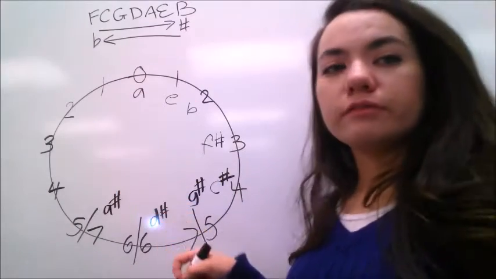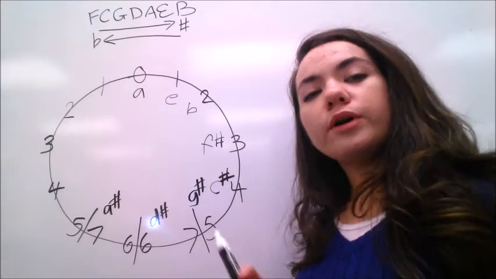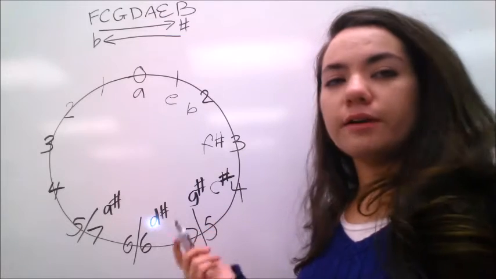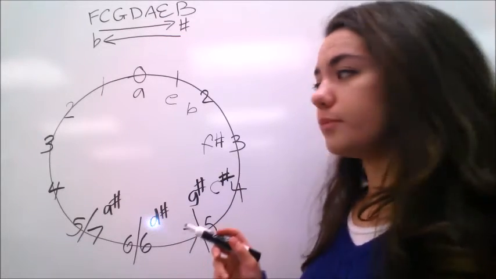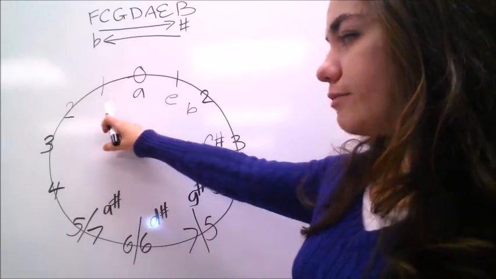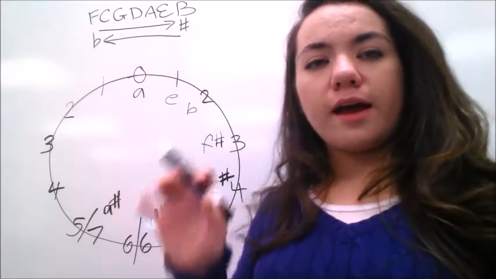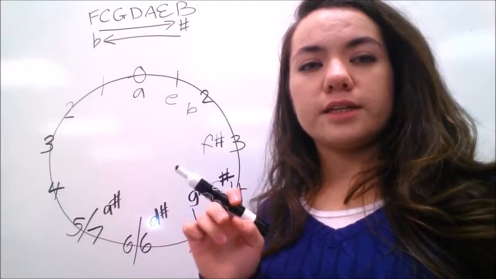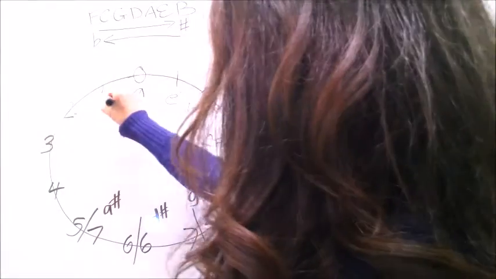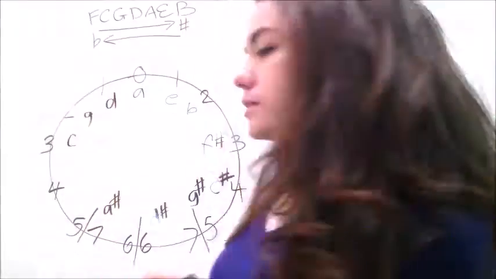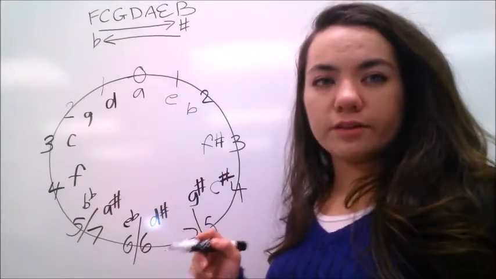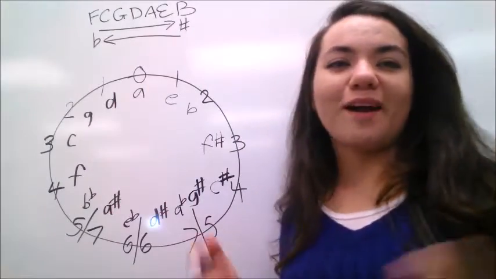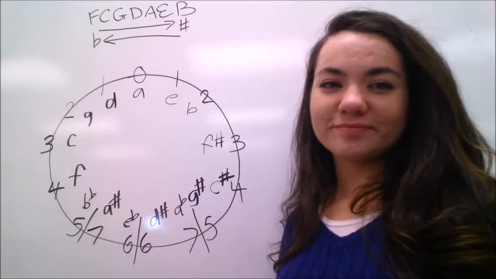To fill in the flat minor keys, we're going to go around the opposite direction, and therefore the fifths will be going down instead of up. A down a fifth is A, G, F, E, D. And E flat down a fifth is A flat. Now we have all the minor keys filled in.